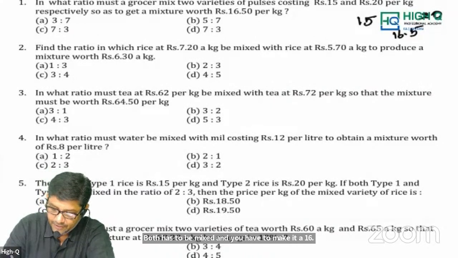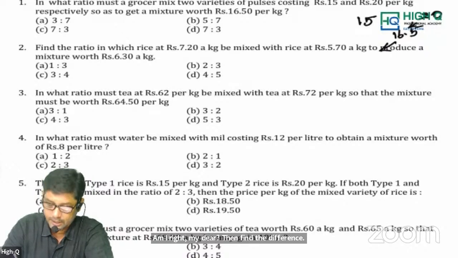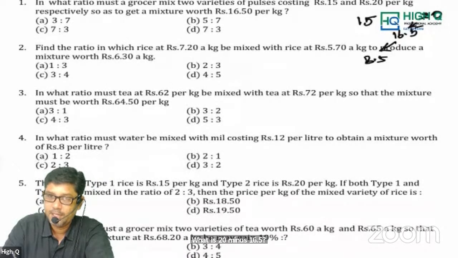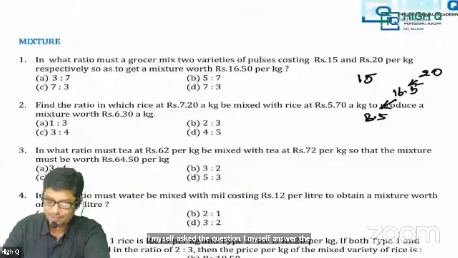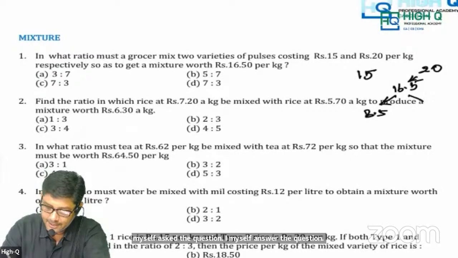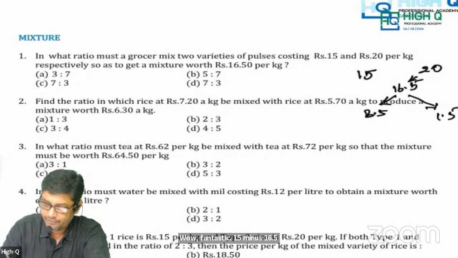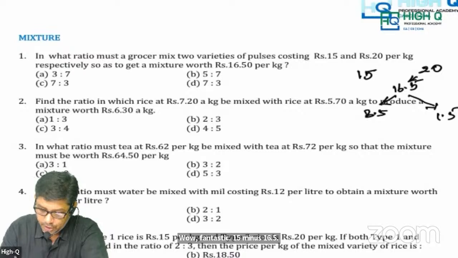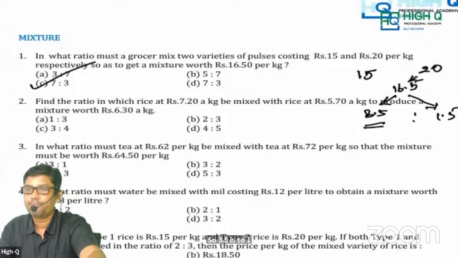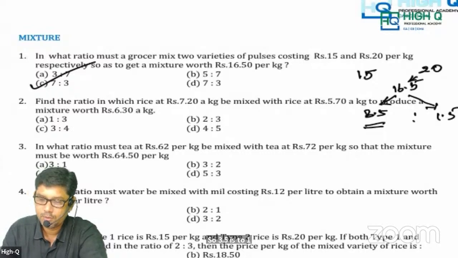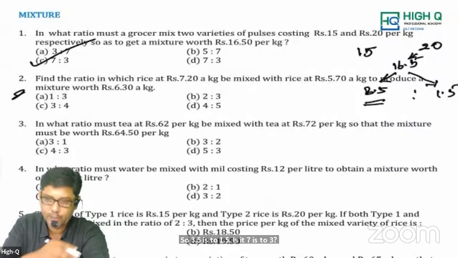Then find the difference. What is 20 minus 16.5? 3.5. Am I right, my dear? Wow, fantastic. 15 minus 16.5 is 1.5. So 3.5 is to 1.5, is it 7 is to 3? Say yes or no.